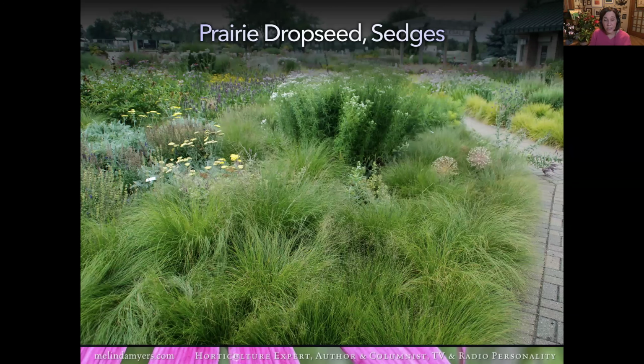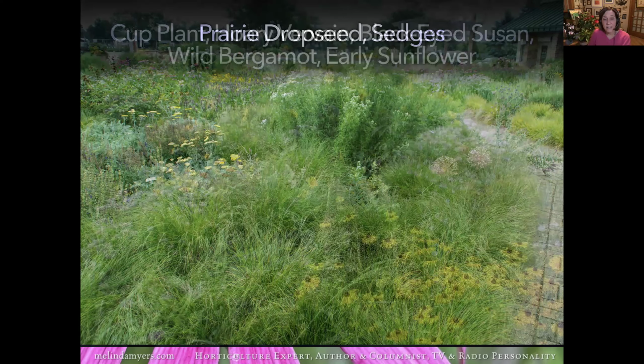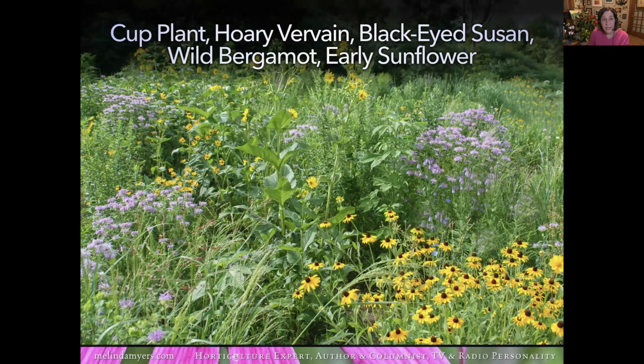This is a great plant to use throughout the garden to help unify, to provide some balance, support maybe some plants that are a little floppy. Cup plant is the plant with the big leaves in the middle. It's very aggressive.